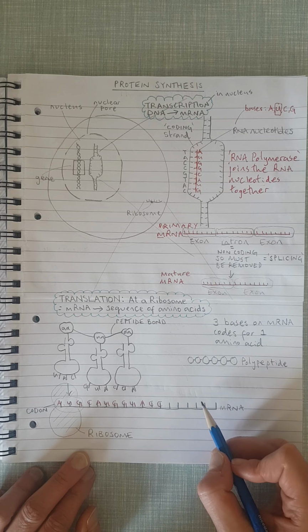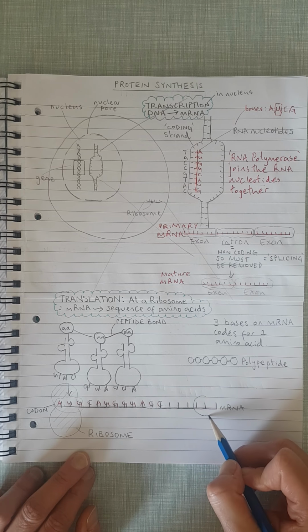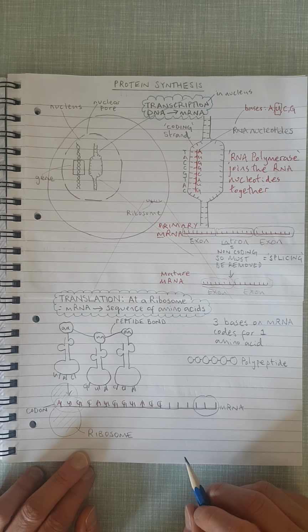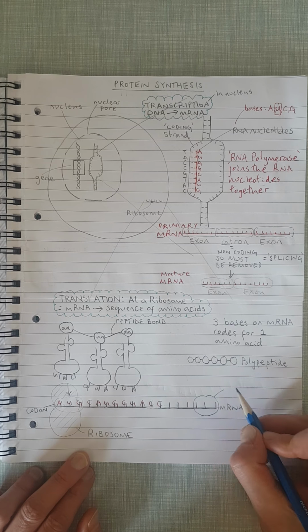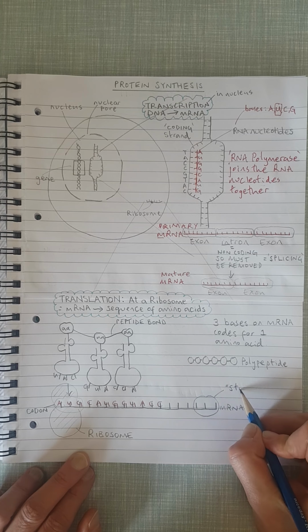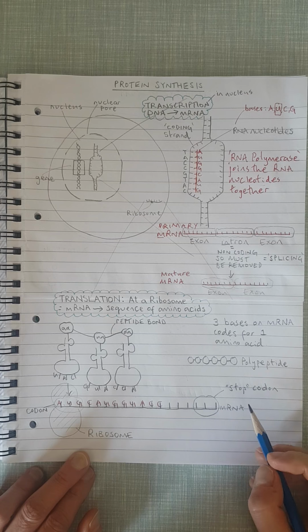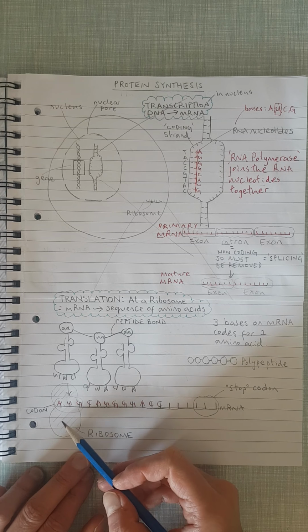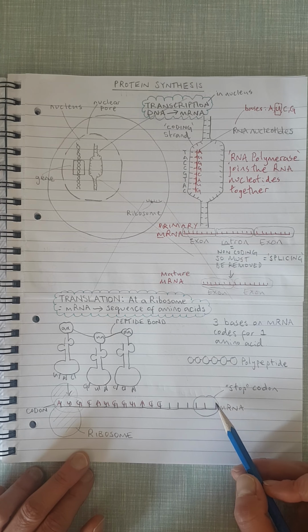So one more thing, I haven't drawn in all the bases here, but there's one codon at the end of the mRNA that doesn't code for an amino acid. So it signals the stop of that translation, and we call this a stop codon. So everything that's involved in translating, the enzymes that are involved, the ribosome that's involved, all the tRNA molecules, everything is released at this point and the translation stops.